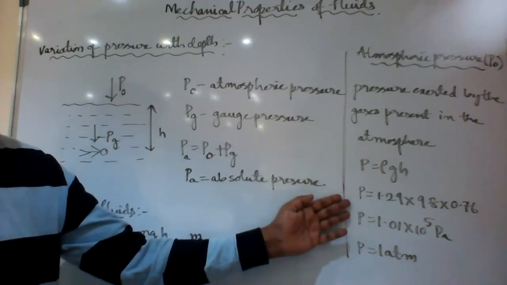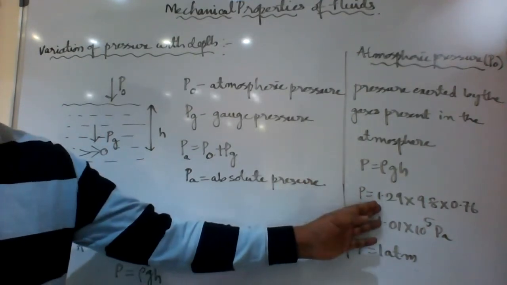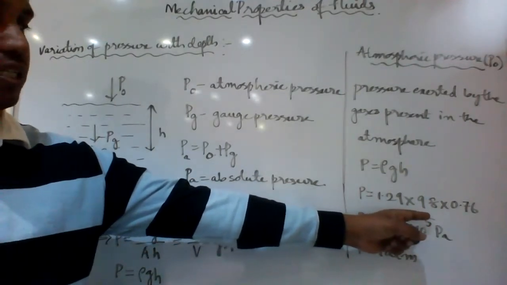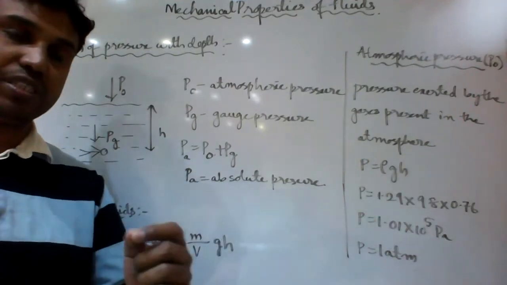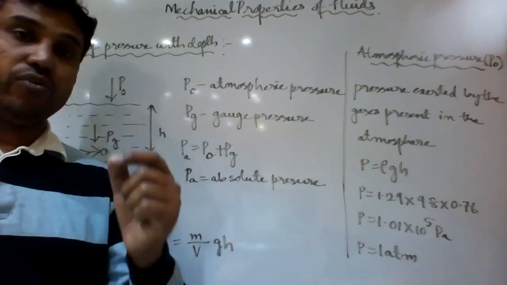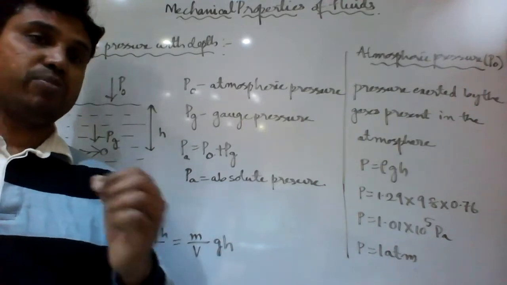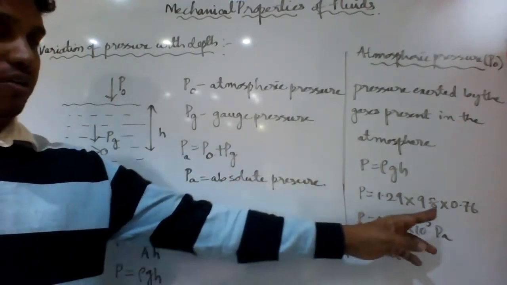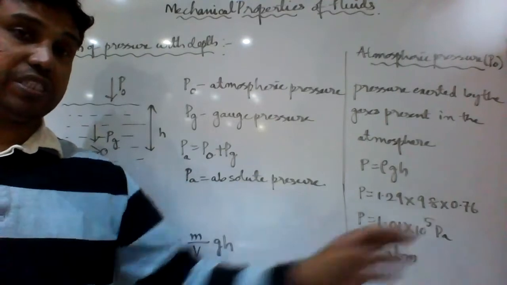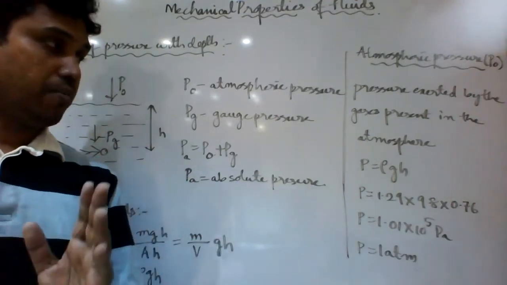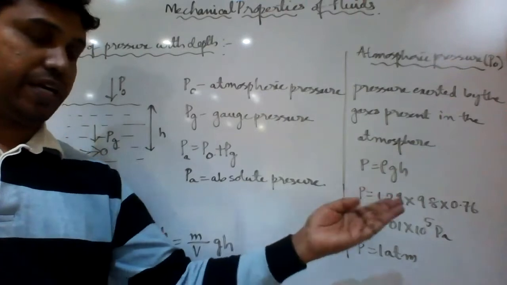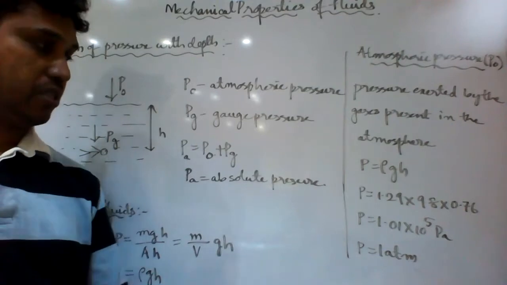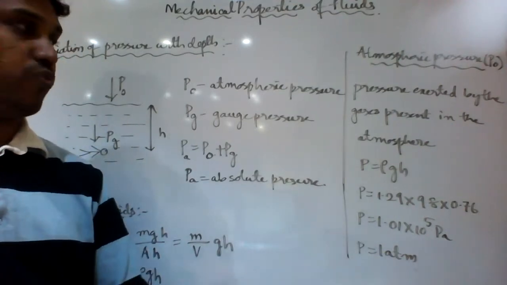So we have the formula P is equal to how much? 1.29, the density of the air, then 9.8, the gravity value, and 0.76, the height of the mercury column in a barometer. That we will discuss in the next topic. At sea level this is 76 centimeter, but when we write in terms of meter, we write 0.76. So the pressure is 1.01 into 10 to the power of 5 pascals, and we also write P is equal to 1 atm.